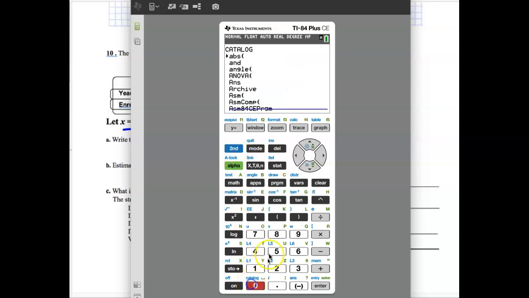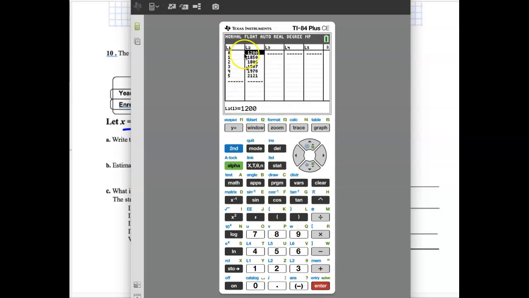And then you get an R value. Otherwise, you need to go to second catalog, and then keep scrolling down until you see the words diagnostic on. And then you hit enter twice. Once you have that activated, you're going to enter your data. You're going to hit stat, edit. So just hit enter on edit. I've already entered my numbers. Notice I had 0 to begin with. That stood for the year 2000.